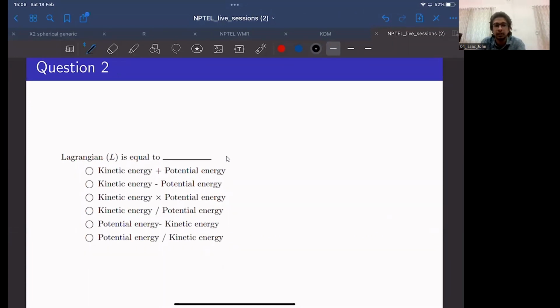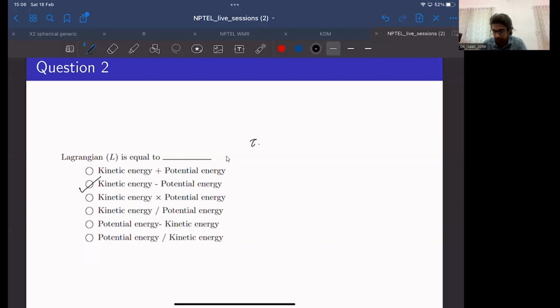The first option says Lagrangian is equal to kinetic energy plus potential energy. The second option says kinetic energy minus potential energy. The third option is a product of both of these kinetic and potential energies, and all the remaining options are basically irrelevant. As per the definition, it should be evident that Lagrangian would be kinetic energy minus potential energy. And where would you use this Lagrangian? You would use this Lagrangian to derive the equations of motion of a robotic manipulator.